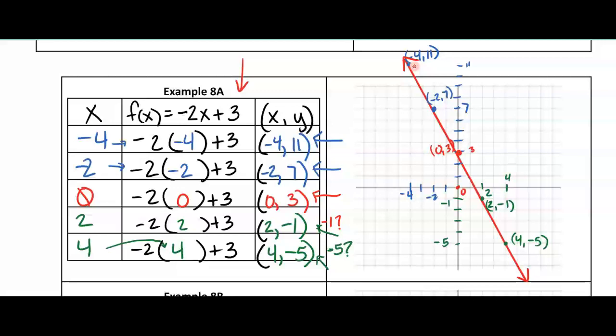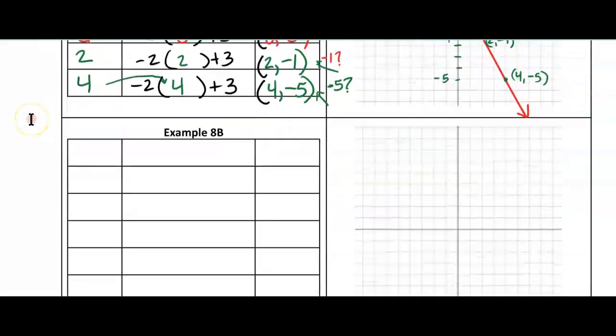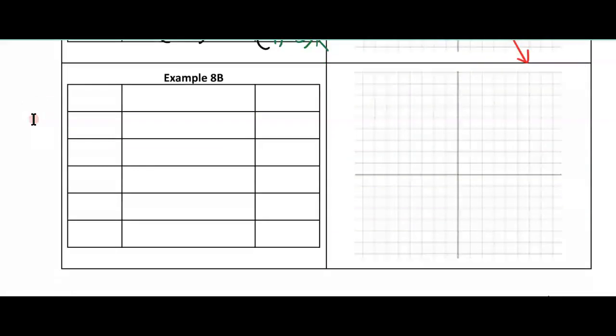Okay, any questions on 8A? Okay, you guys want to try 8B on your own? Let me give you a function, okay? So, x, this one's going to have a fraction. And let's really make this one a little challenging. 2/3 x minus 2.